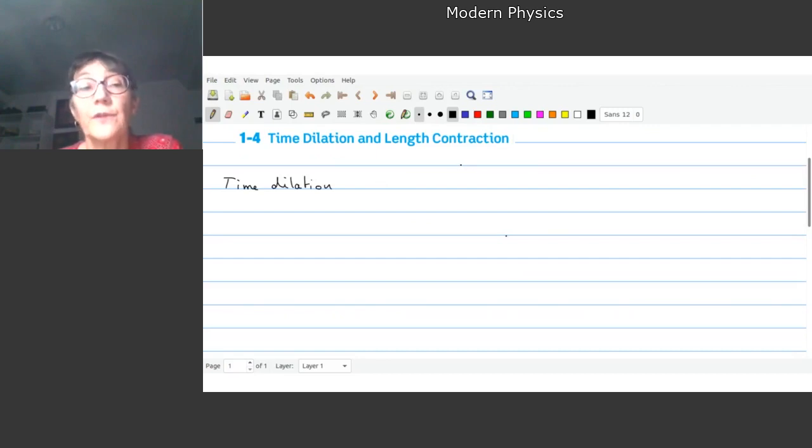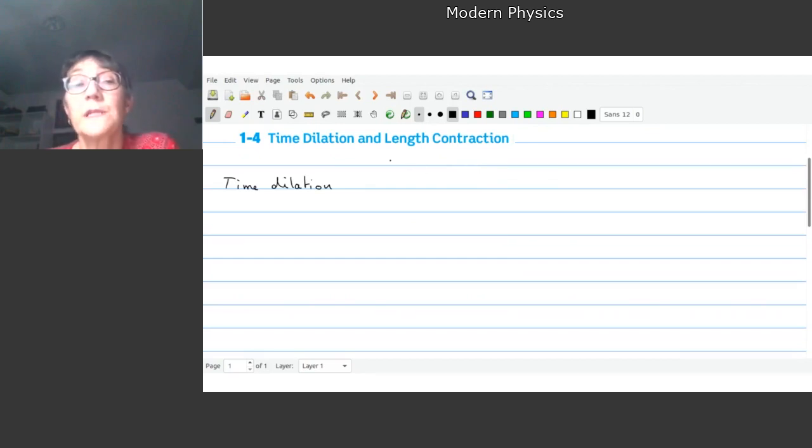It's very easy to understand that the time intervals are different depending on the reference frame. We have seen that two events that are simultaneous in one reference frame are not necessarily simultaneous in another one. So the smallest time interval is 0. They are simultaneous. And so the time interval will be different in other frames.